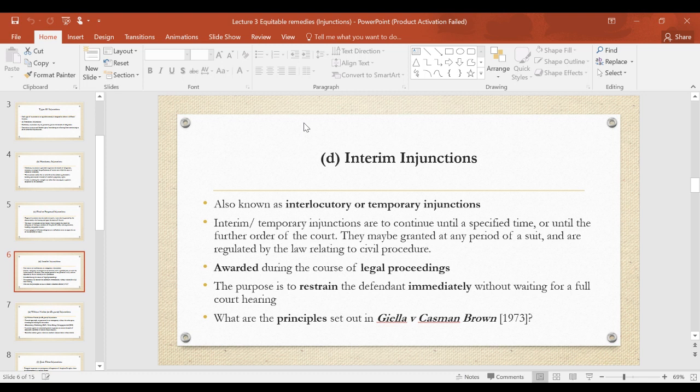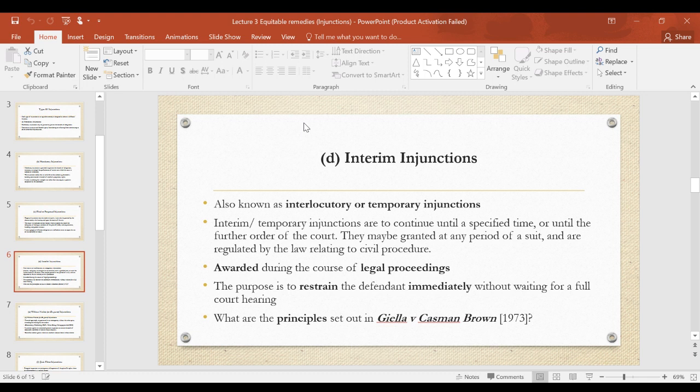And once they have already been provided with this, the court will continue with the hearing until the matter is decided. That's when this kind of injunction will not be applicable after the case has already been decided.